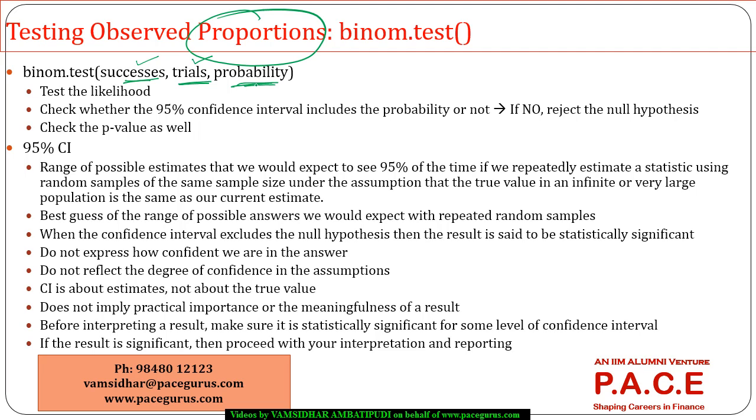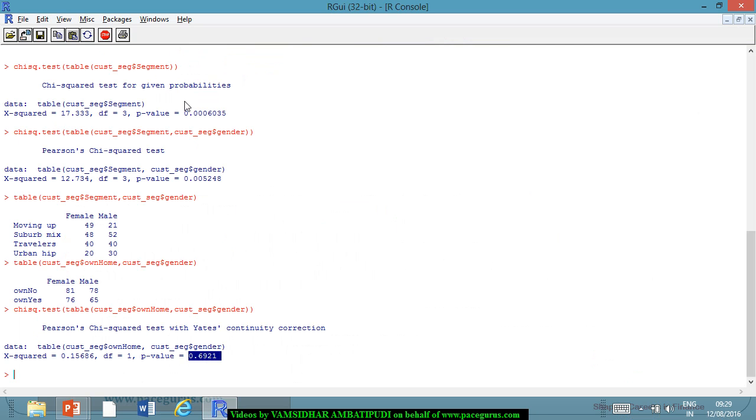Again, it is testing the likelihood of this particular number of successes coming in this particular number of trials. So we could take the data. Simply put, if I am saying there is a 50% chance, I really want to check whether the probability of success is 50%, right?